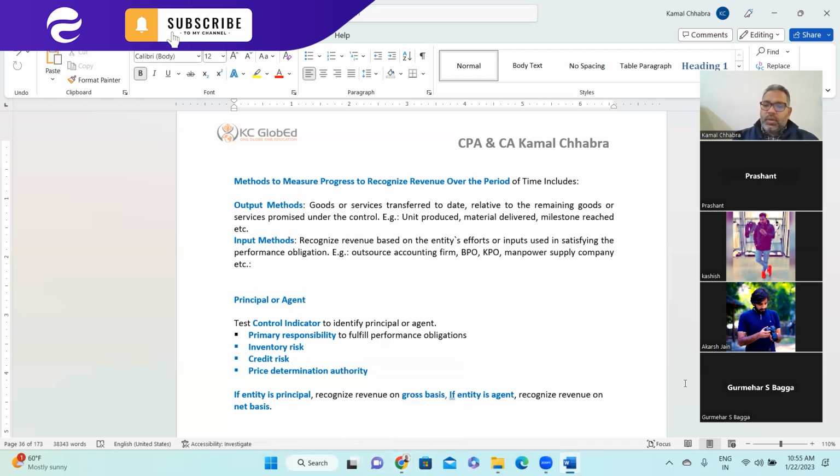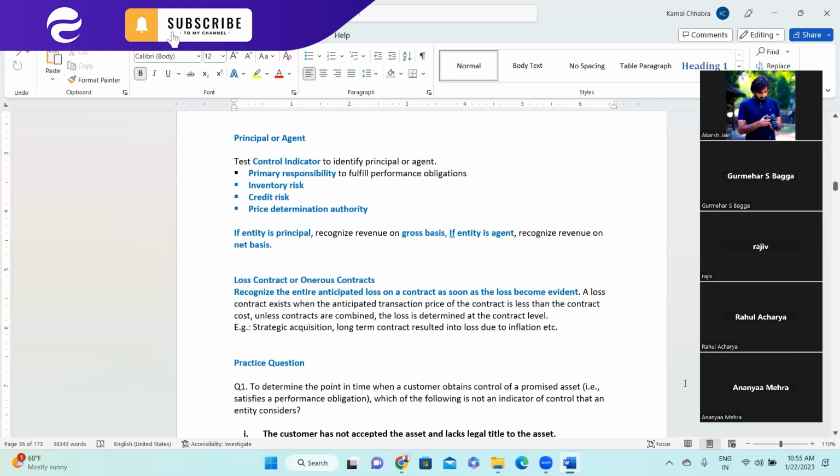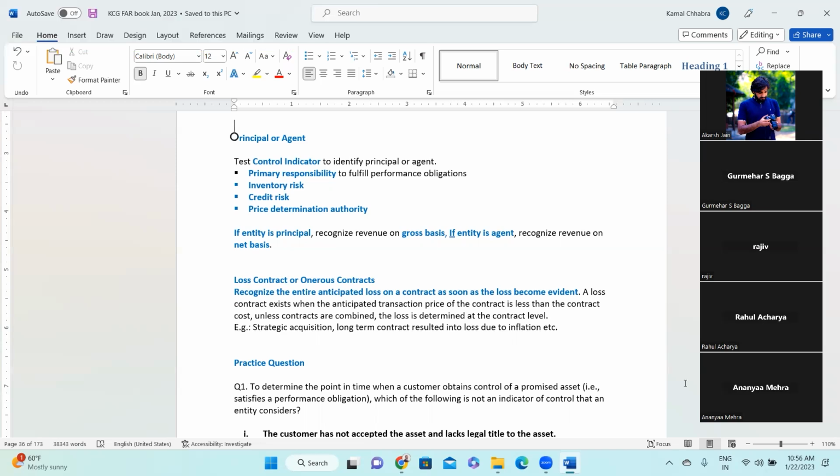Clear. Okay. Cool. So the next topic we have is principal or agent. Yesterday, I think we touched on this. So what is a principal? What is an agent? I know in school days or college days you might have studied it. Exactly the same thing we'll be learning here again. So there is a control indicator which helps in identifying, as a CPA, whether the person is a principal or an agent. Why do we need to identify whether a person is an agent or a principal? Any idea?